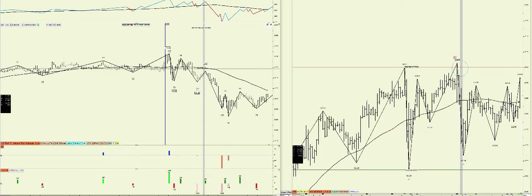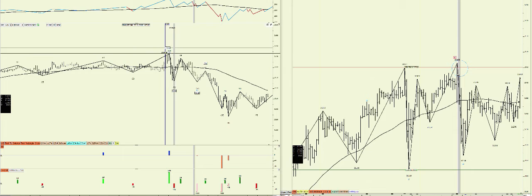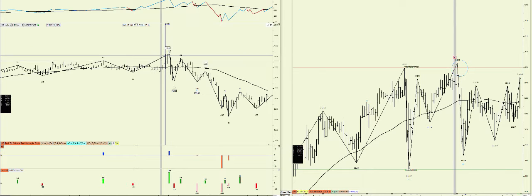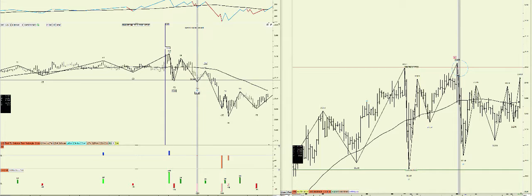Because this is confirmation that there's no demand. Why is there no demand? Because the market exhausted itself during the climax, and now the buyers are no longer there. The buyers are not willing to buy from these lows. They're no longer there.